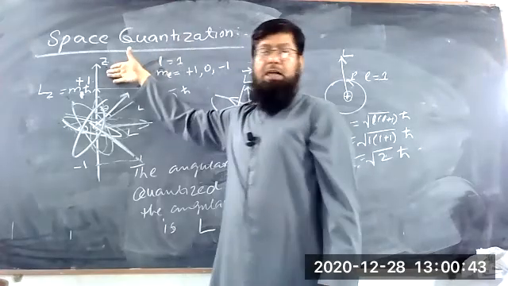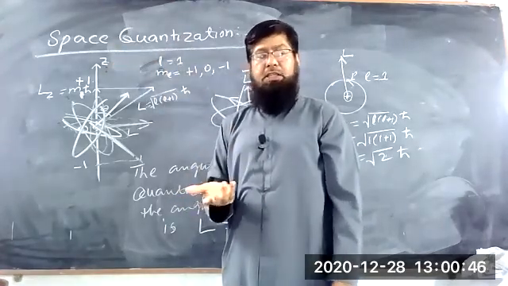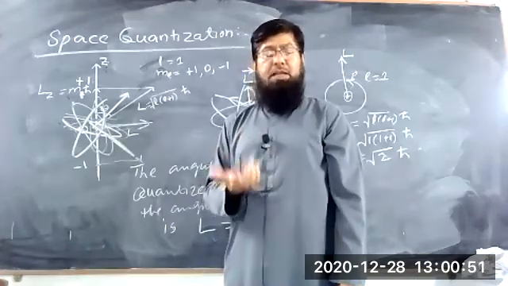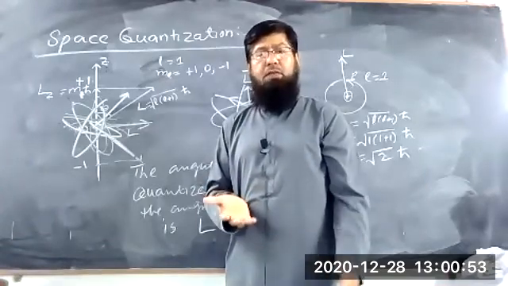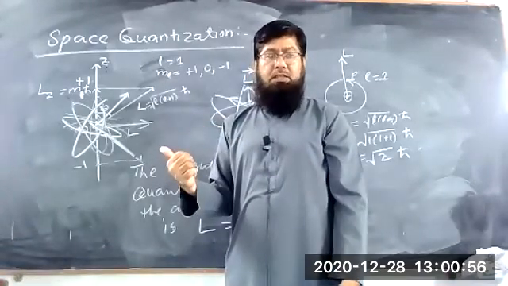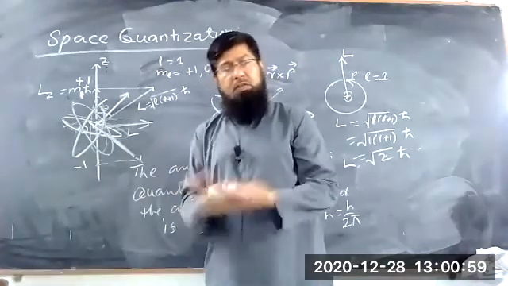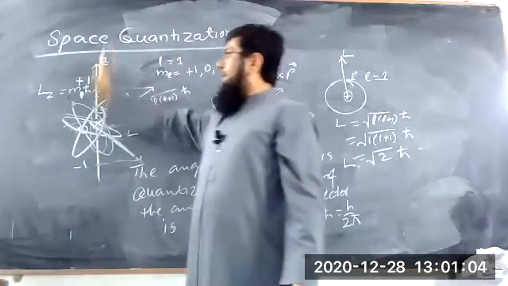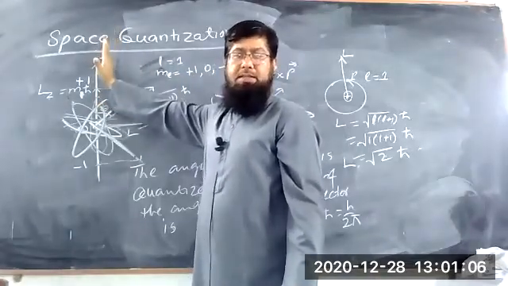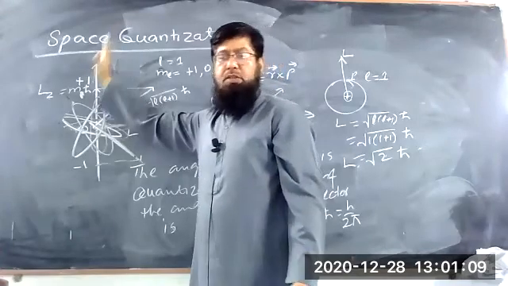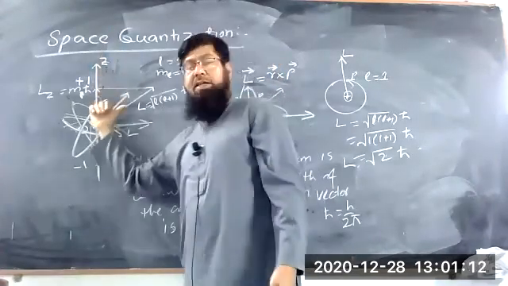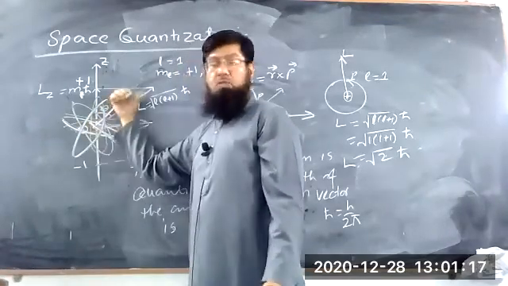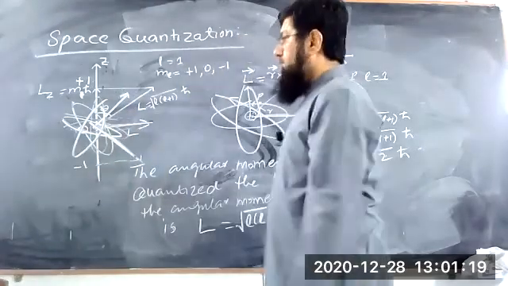Because you know that in order to find out the possible orientation, there must be a certain reference axis. If you don't have a reference axis, then you cannot identify what the direction is. It means direction has to be measured with respect to a certain reference point. So this z-axis is to be considered as a reference point, and with respect to it we have to look at the different directions, which may be along z, which may be plus 1, 0, or minus 1.